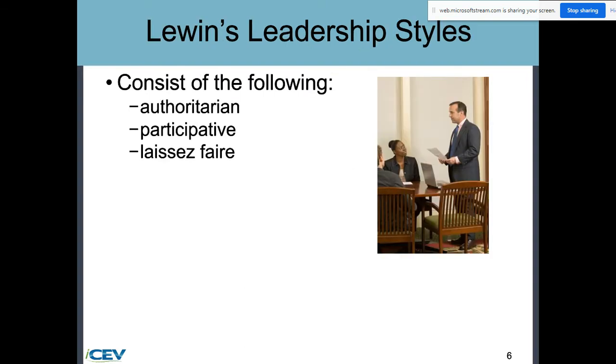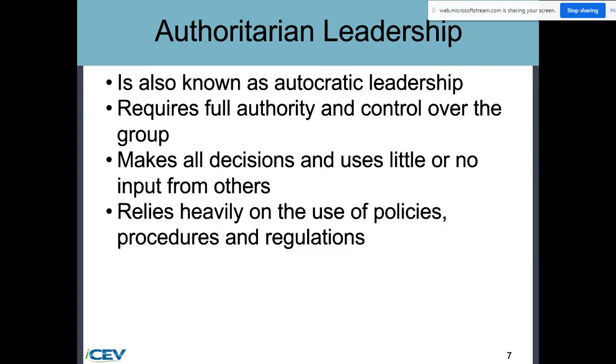So what he conducted was some leadership styles, and they consist of authoritarian, participative, and laissez-faire. Okay, so Lewin kind of laid the groundwork for some of the leadership styles that we follow today. Authoritarian leadership is known as autocratic leadership. It requires full authority and control over a group. That leader makes all the decisions and uses little or no input from others, and it relies heavily on the use of policies, procedures, and regulations.